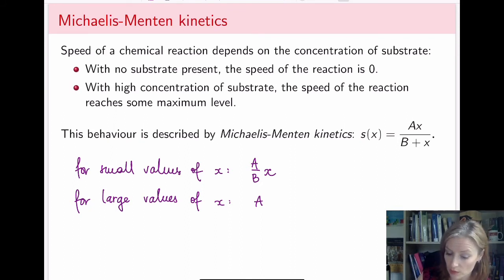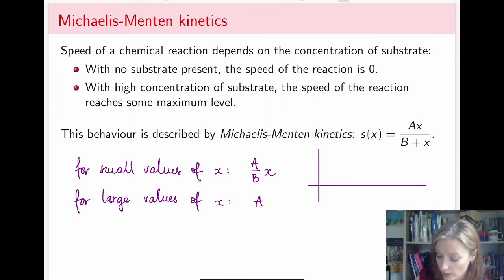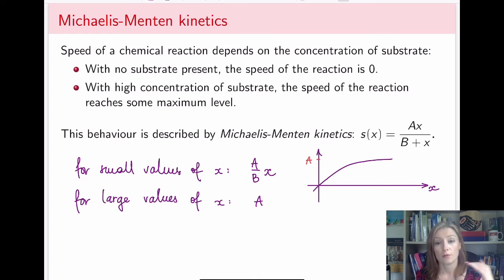So to sketch this out, what do we have? Again, we're only going to sketch it for positive values of x because the reaction is only possible for positive concentrations of a substrate. There's no such thing as a negative concentration of an element. So these are my x values, which are the concentration. Near the origin, for small values of x, my function looks like a line with slope a over b. And for large values of x, my function looks like a horizontal asymptote at a. So let me label a. Here we're starting off as a line and then eventually flattening out.